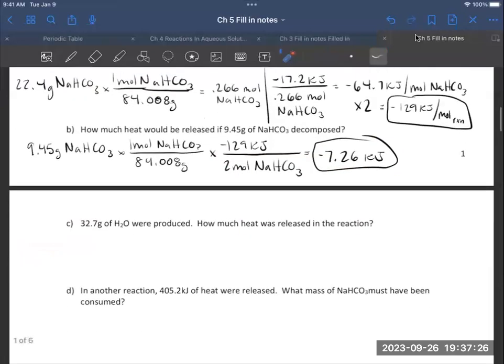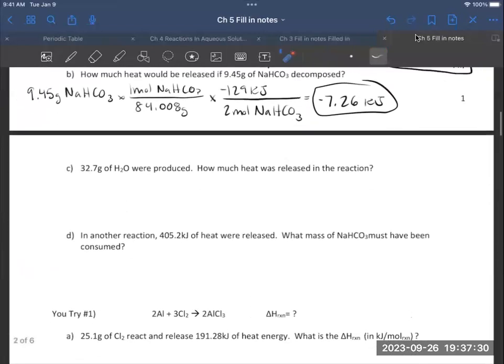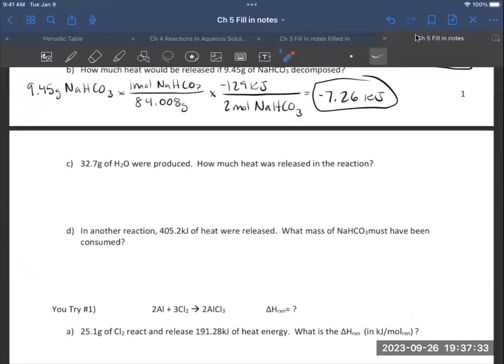Okay, so let's look at our next example. Again, referring to the same overall reaction, we've got 32.7 grams of H2O produced.